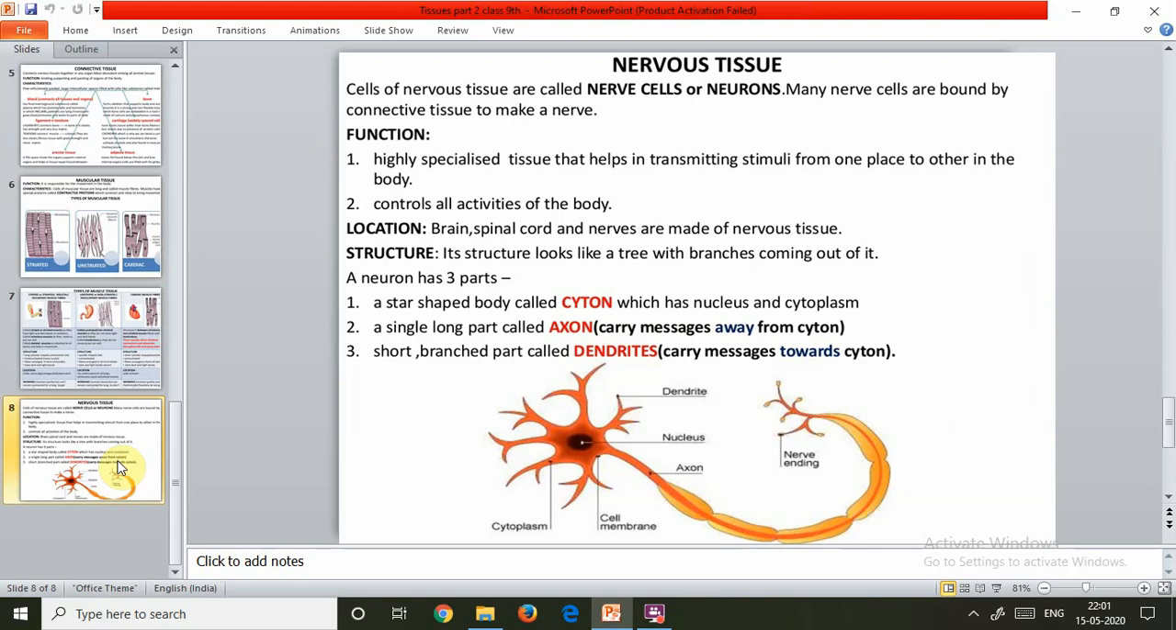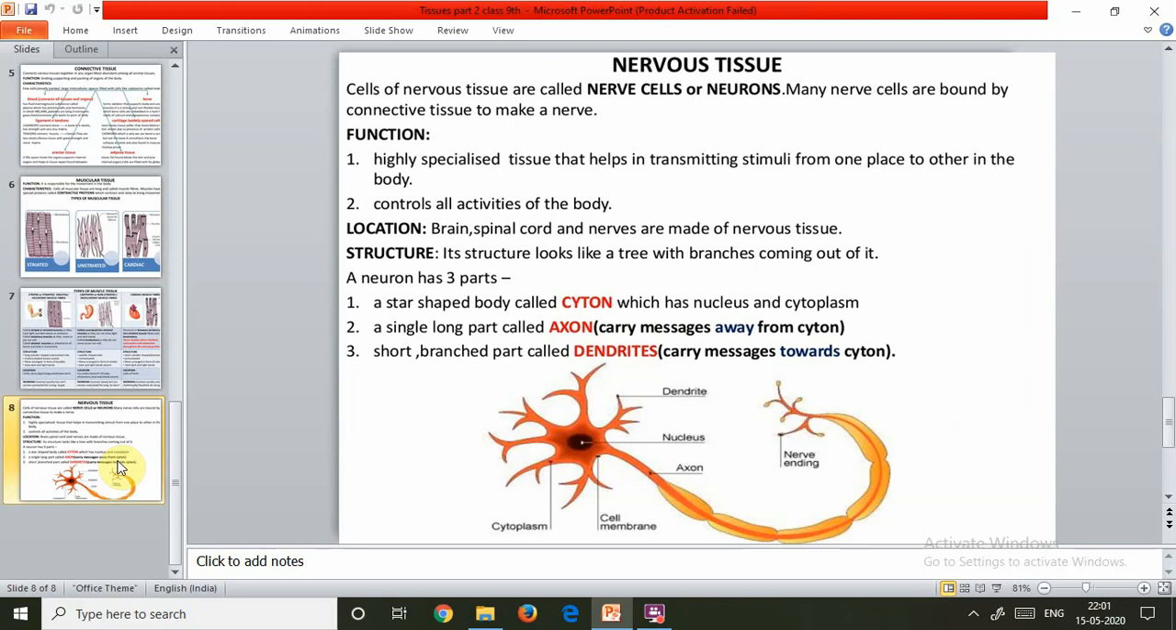Stimuli means whenever we get any feeling from outside. For example, if we touch something hot, we immediately remove our hand. That is because of the signals that are transferred by the nerve cells from the brain to the different parts, and also from different parts to the brain.